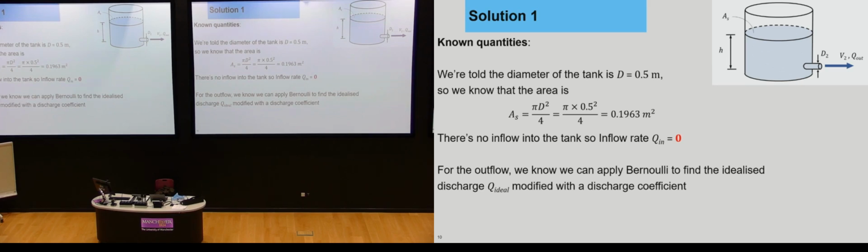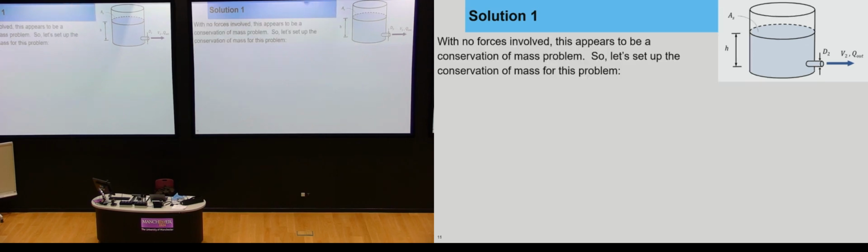So here we have the outflow, and we know we can apply Bernoulli to find the idealized outflow rate, and it's modified by a discharge coefficient. So our actual outflow rate is equal to our ideal flow rate times the discharge coefficient. This is what we covered one week ago when we looked at departures from ideal flow. We're still not worrying about the forces. We just want to deal with the conservation of mass principle first of all.